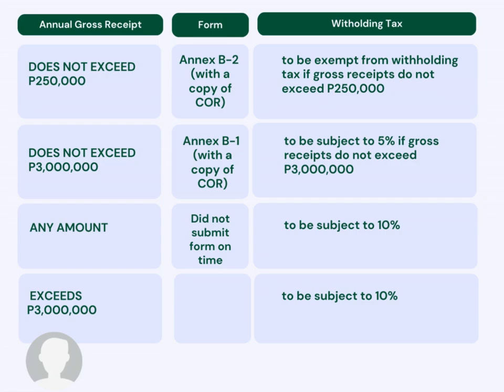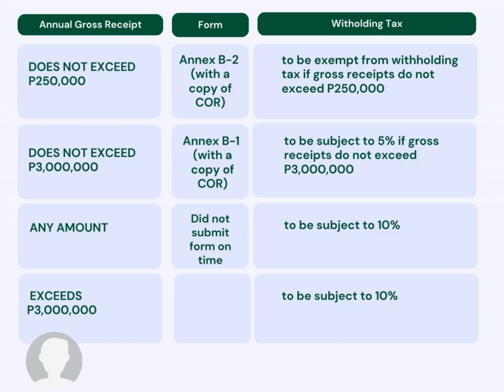Okay, to summarize, if the projected annual gross receipt does not exceed 250,000, submit the form B2 to your payer and you will be exempted from withholding tax. However, if your gross receipts reach 250,000, then you will be subjected to 10% withholding tax.